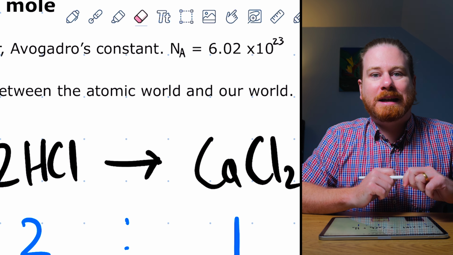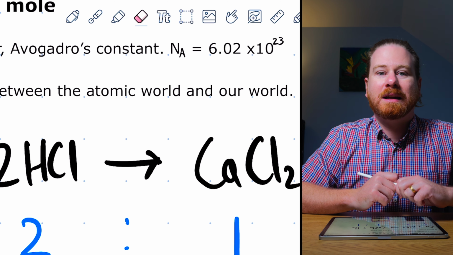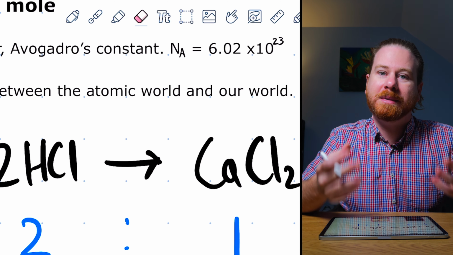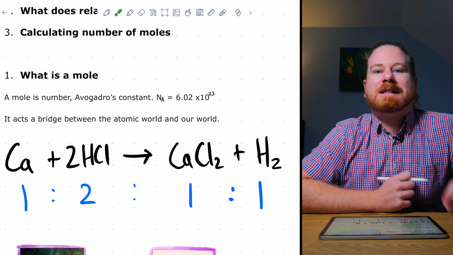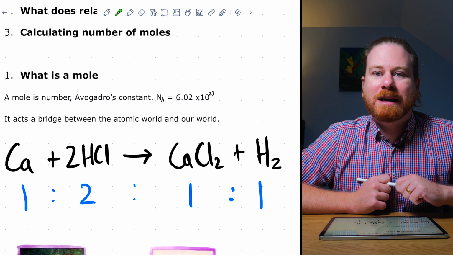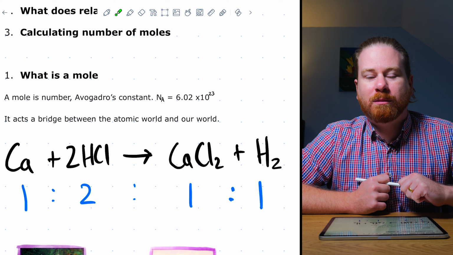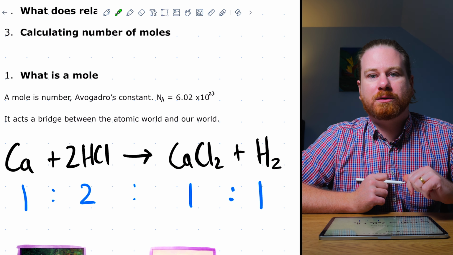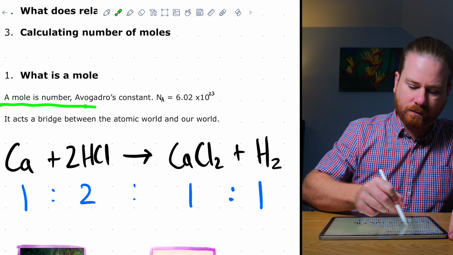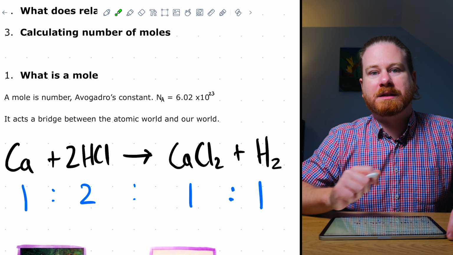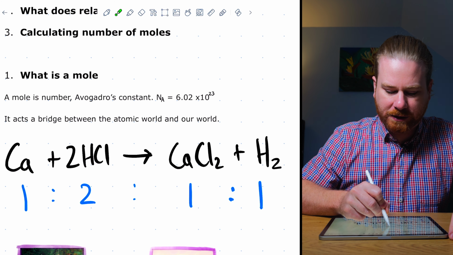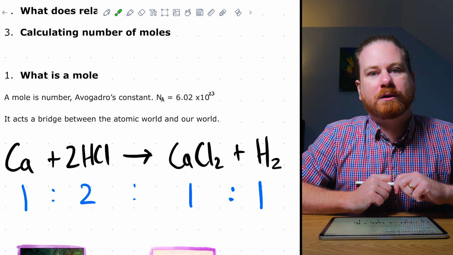So the mole is just a number. And that number is 6.02 times 10 to the power of 23. So it's a very big number. And as this number is always the same, it is a constant, and it is named after the person who helped to come up with the idea that chemicals react in fixed ratios, and his name is Avogadro. So here we go. 1 mole is 6.02 times 10 to the power 23, and it's called Avogadro's constant, and that's what this symbol is here. N_A is the symbol for Avogadro's constant.